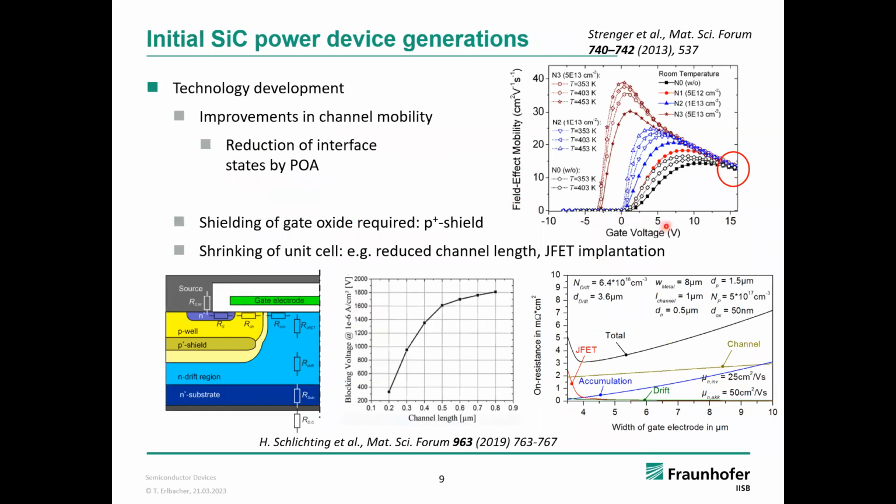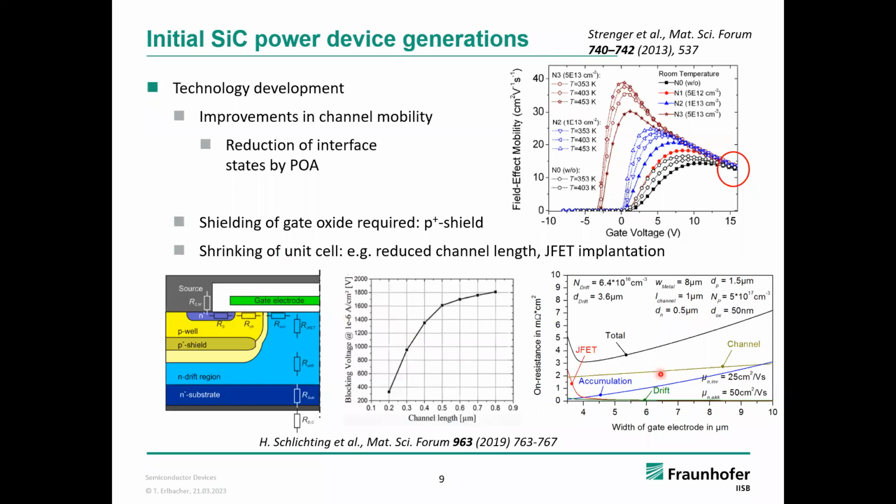I think most of you might be aware that channel mobility, field effect mobility in VDMOS power transistors, MOS transistors in general, is not very high when you compare it to silicon. So there has been significant effort trying to remedy this issue. And one of the solutions actually is just to put in more channels per area, which will also lead us to the trench MOS device in a moment.